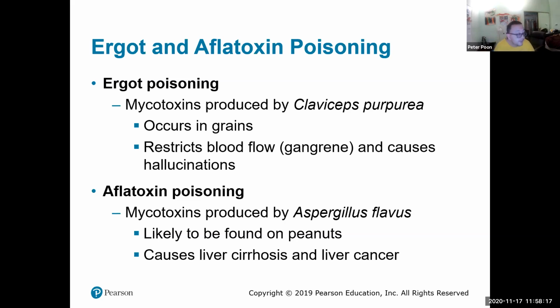So there you go. Toxin poisoning. This is something found in peanuts usually.